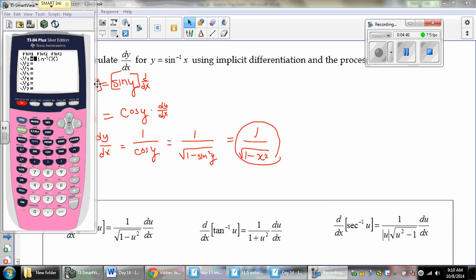In the second where I paused there, what I did is I put inverse sine x into my calculator. I set my window to a nice appropriate window here. And now if I look at the graph of inverse sine x, look at it. It's always going up.